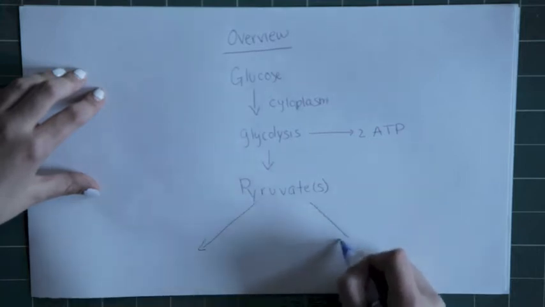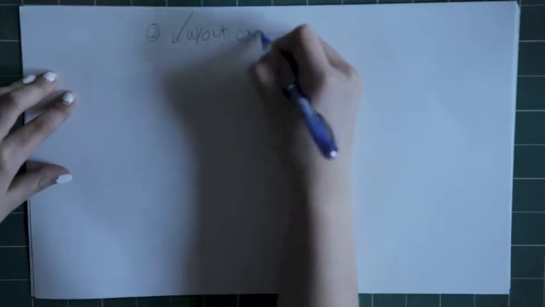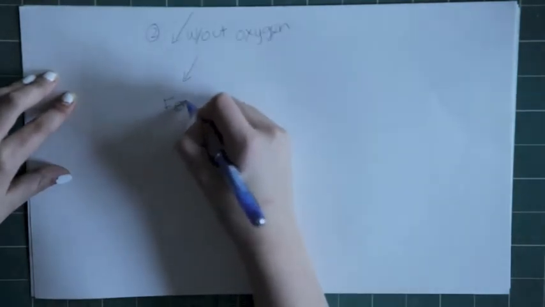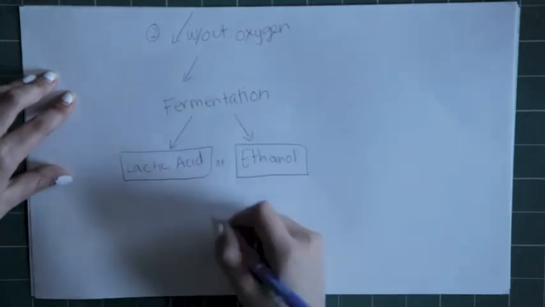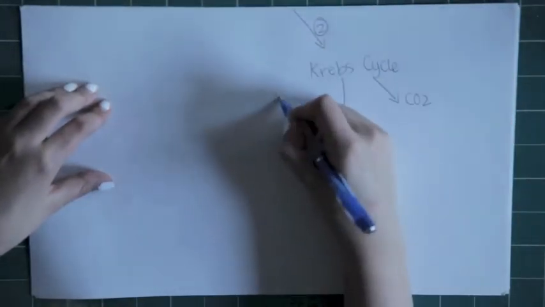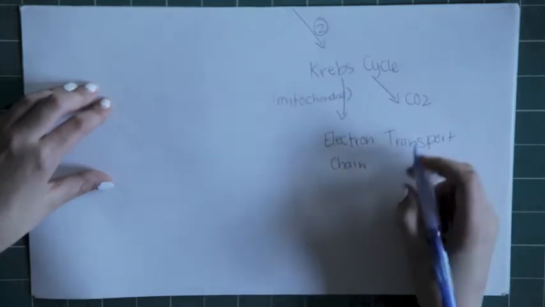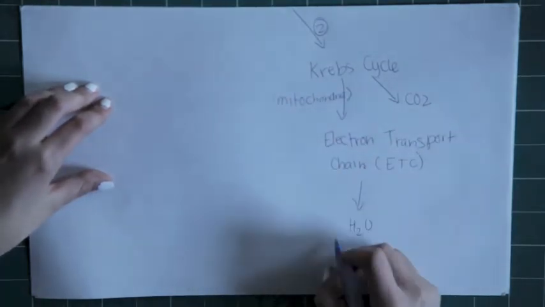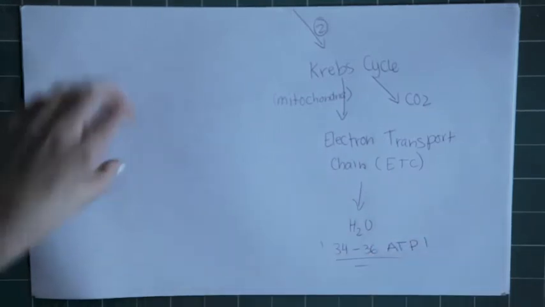These pyruvates can go into 2 different directions. The first direction is without oxygen. This means it goes through fermentation and either turns into lactic acid or ethanol, depending if you're human or not. The second direction is it goes through the Krebs cycle, which releases CO2. Then in the mitochondria, the electron transport chain produces H2O and 34 to 36 ATP molecules.